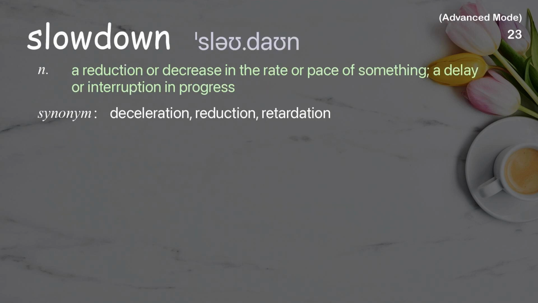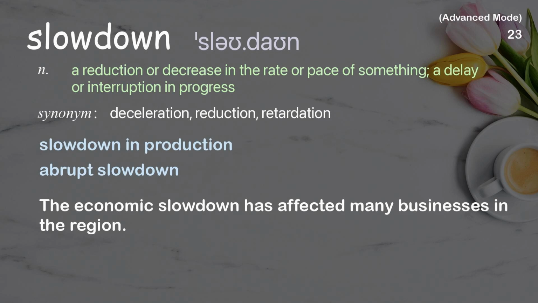Slow down. A reduction or decrease in the rate or pace of something, a delay or interruption in progress. Examples. Slow down in production. Abrupt slowdown. The economic slowdown has affected many businesses in the region.